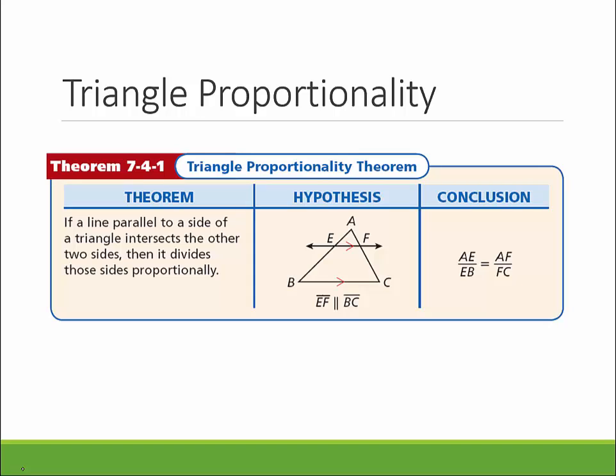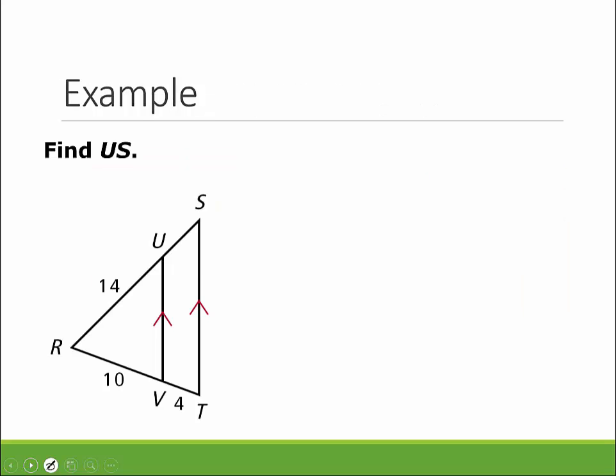It says if a line parallel to a side of a triangle intersects the other two sides, then it divides those sides proportionally. So this line here, EF, is parallel to BC. That means that AE over EB has to be proportional to AF and FC. So let's do an example.